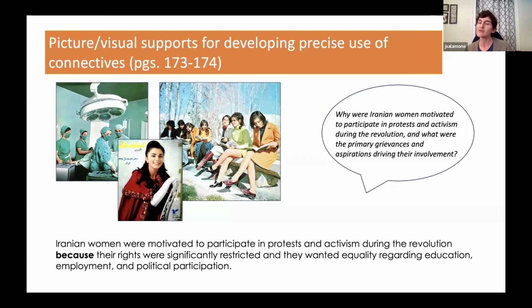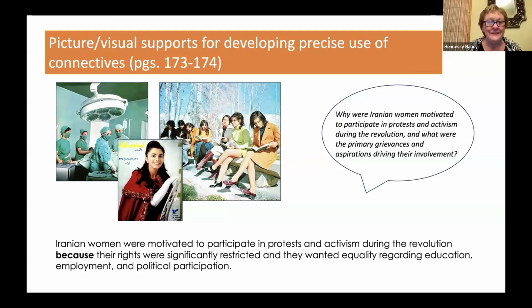So they wanted equality. They wanted that regarding education. They wanted employment. They wanted it in terms of their ability to participate politically in their society. Yeah, you can see the overlap with the development of background knowledge here as well. I love it. Okay.